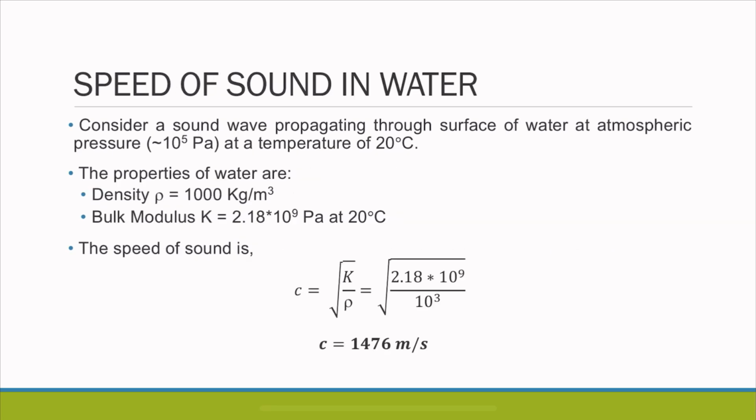So let's calculate the speed of sound in water. Consider a sound wave propagating through a surface of water at atmospheric pressure and at a temperature of 20 degrees C. Now we're going to assume certain properties of water, such as density, which is 1000 kilogram per meter cube, and bulk modulus at this particular temperature. Now if you plug in the equation, we can calculate the speed of sound to be around 1476 meter per second. It's going to hover around based on the density and bulk modulus, but it's around this range.